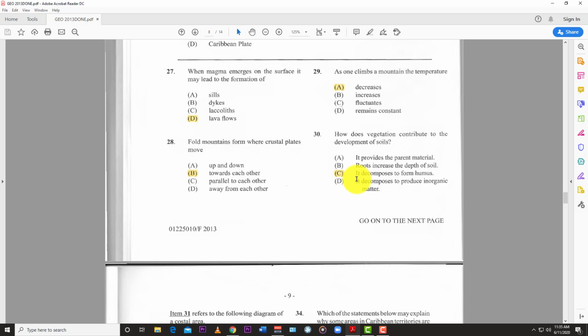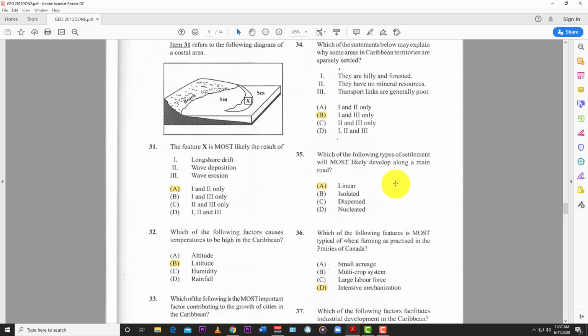And the best answer is C. It decomposes to form humus, and we know this from agriculture. 31, based on this diagram, the feature X is most likely the result of, and you have options here: 1, longshore drift; 2, wave deposition; or 3, wave erosion. And so the best answer is A, 1 and 2, which is longshore drift and wave deposition.